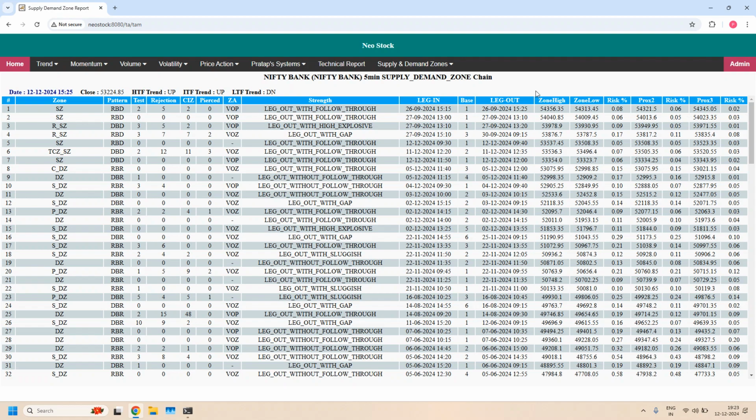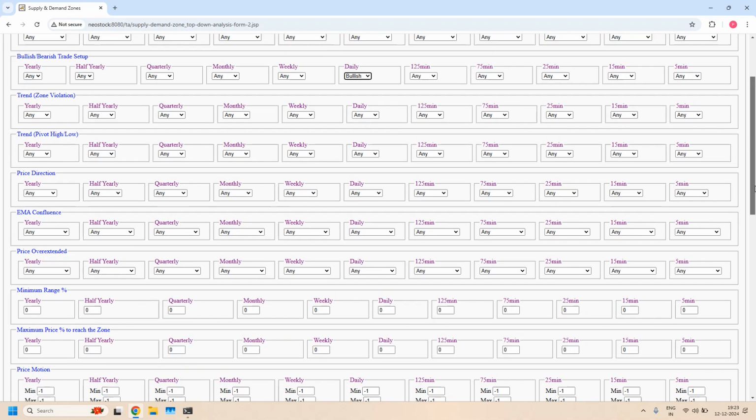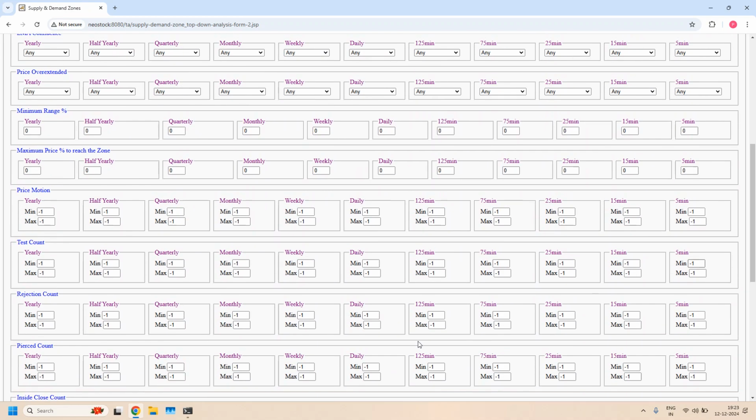So the next set of reports are about bullish and bearish trade setups for monthly, weekly and daily income trades. First, let us start with monthly income trade bullish trade setup, entry time frame daily, entry zone demand zone. In bullish or bearish trade setup, at a daily time frame, entry time frame, I am selecting bullish. These daily demand zones should not be pierced. So in the pierced count at a daily time frame, I am setting minimum value 0, maximum value 0. That means the zone is not pierced.